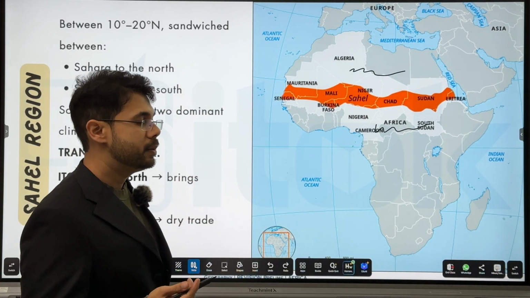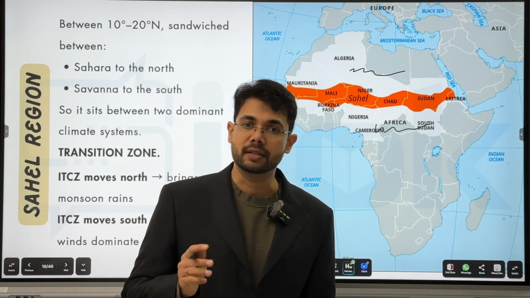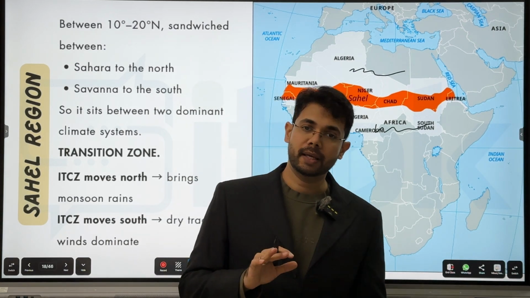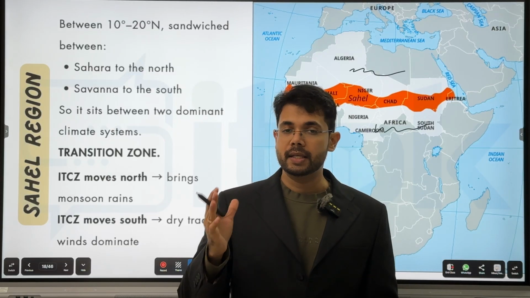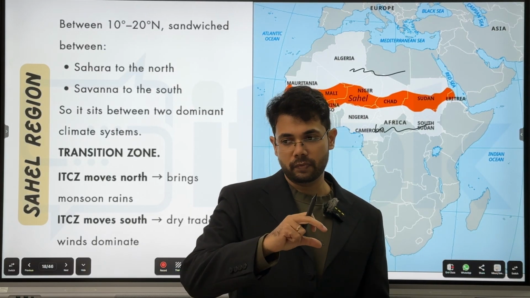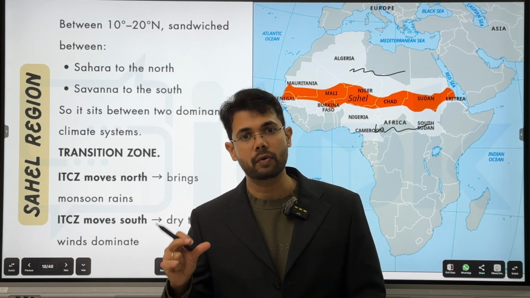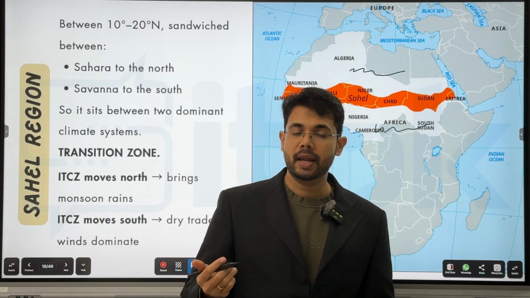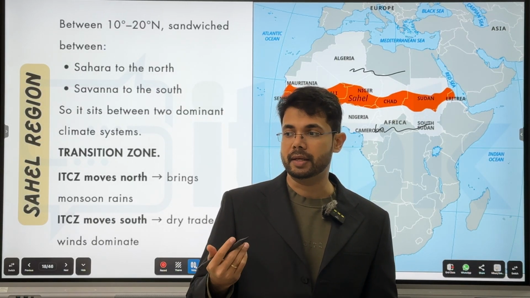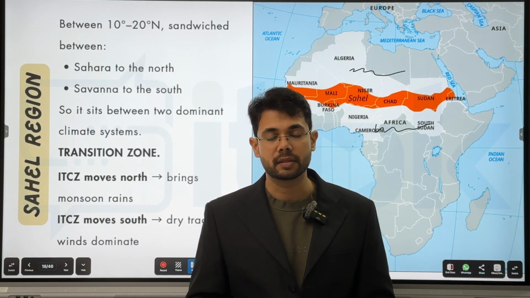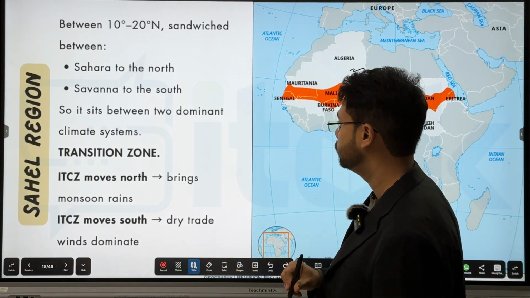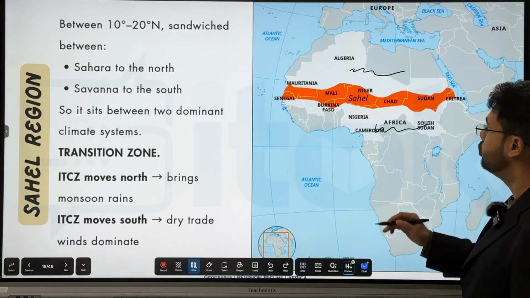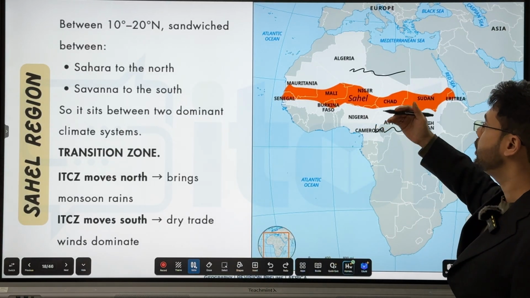The Sahel region cannot be called a pure desert, nor a grassland or any other type of climate. The Sahel region is a transition. You will find both the factors of a desert as well as some other climate like grasslands present there. What do we have here? The ITCZ moves north and creates monsoon rains.